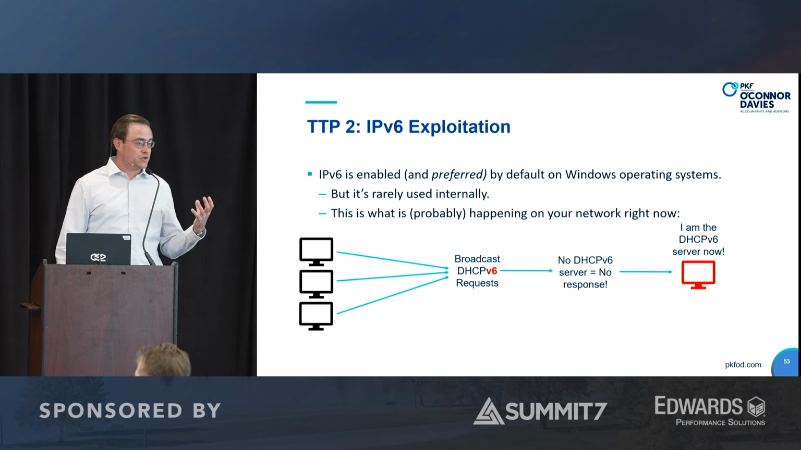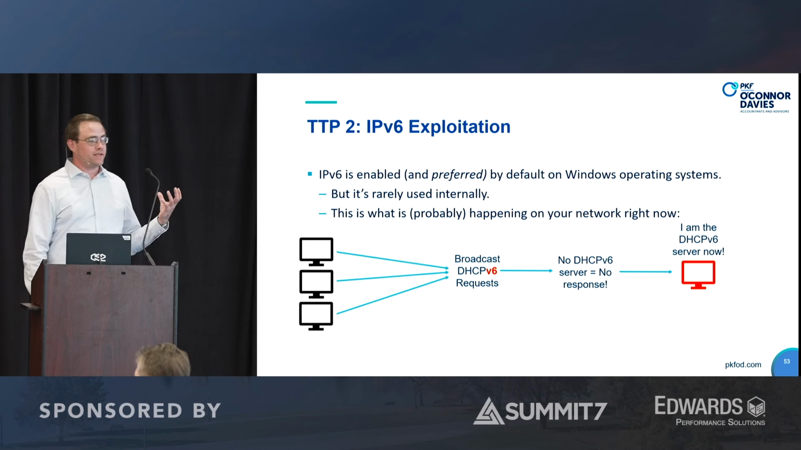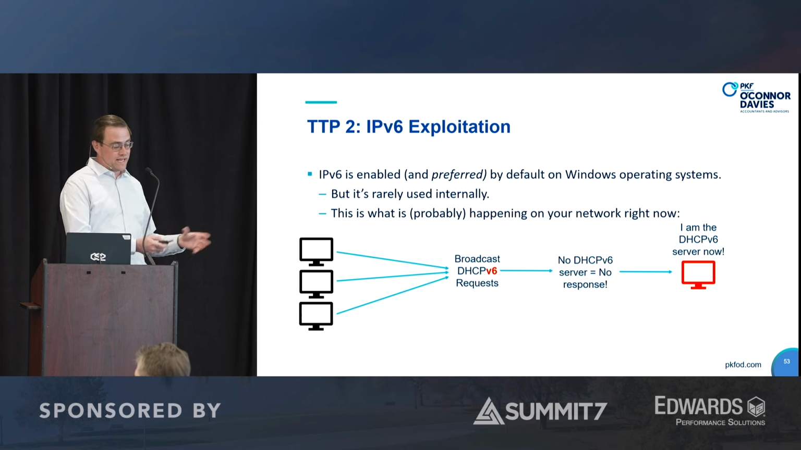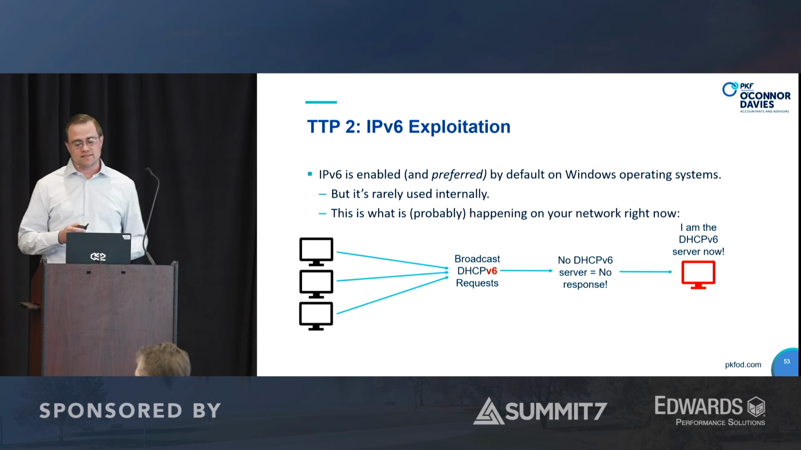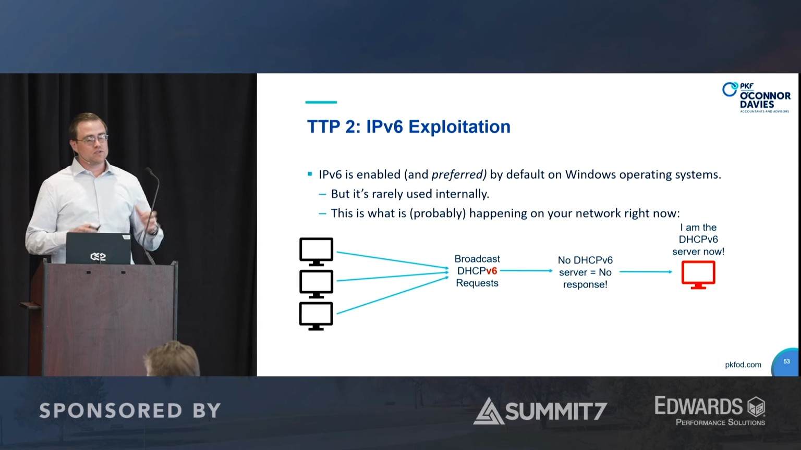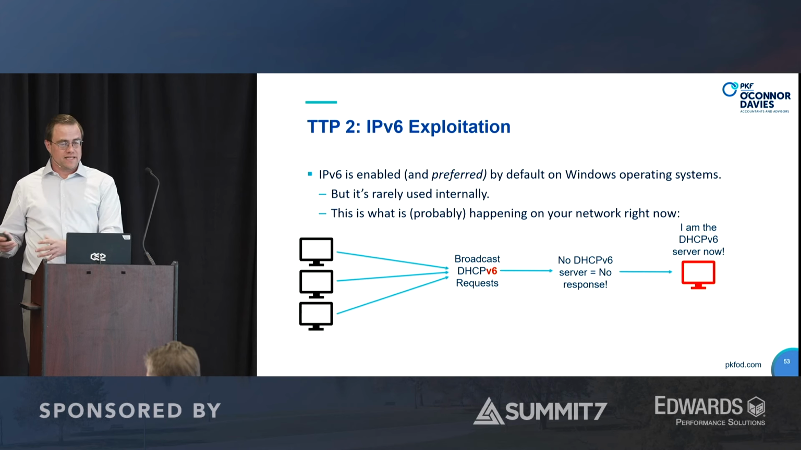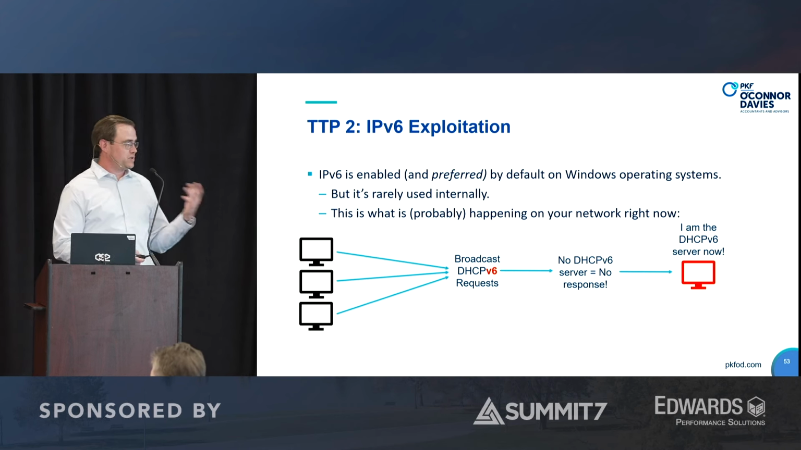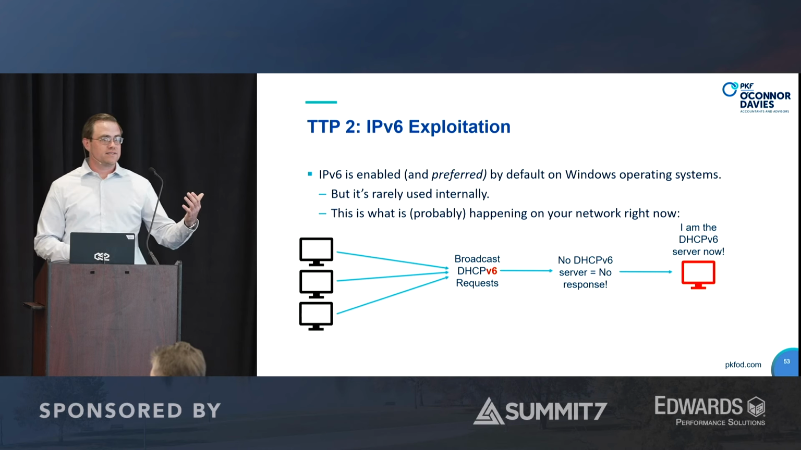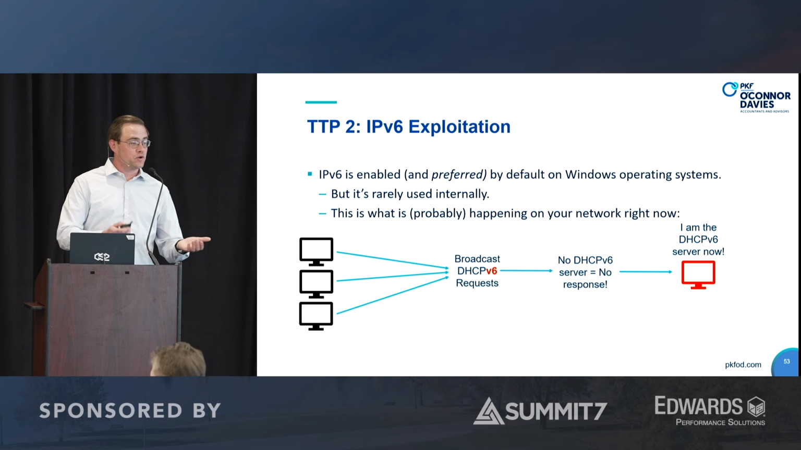If I can assign your system an IP address via DHCP, I can also configure its DNS settings. I can tell that system, when I respond to that DHCP request, that I am the DNS server. And because Windows prefers IPv6, the DNS server that I provide in that DHCP response becomes your primary DNS server. And that means all of your requests start with a DNS request, and they're going to go to me.